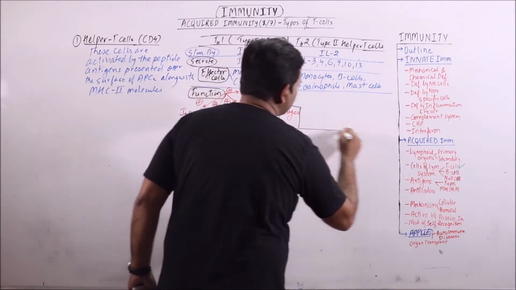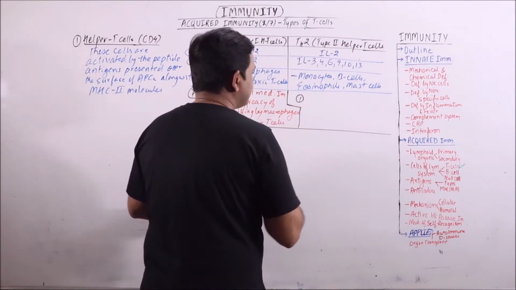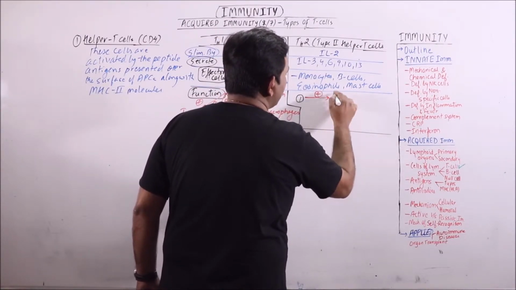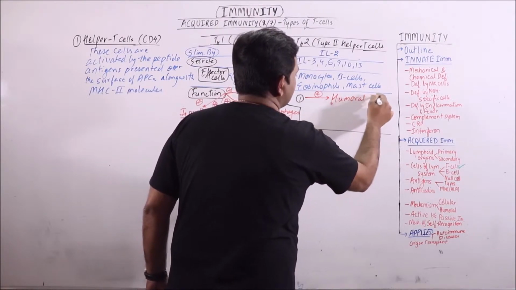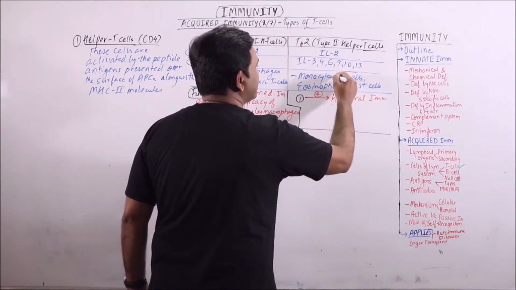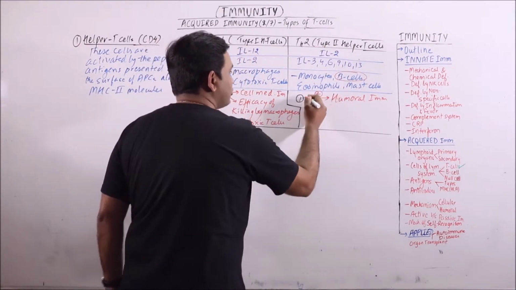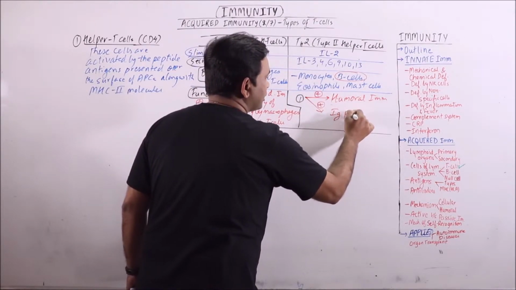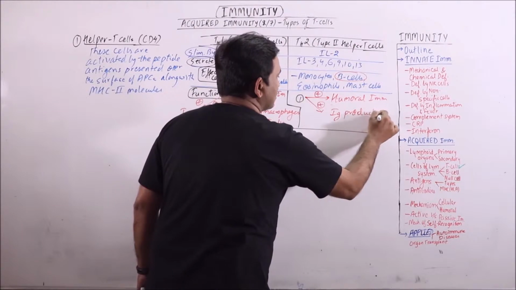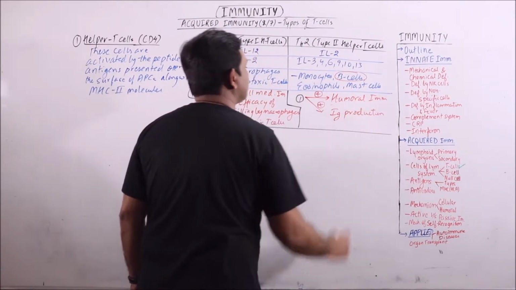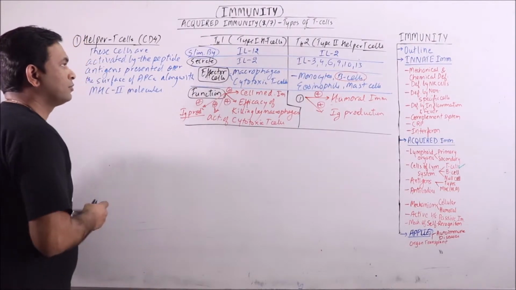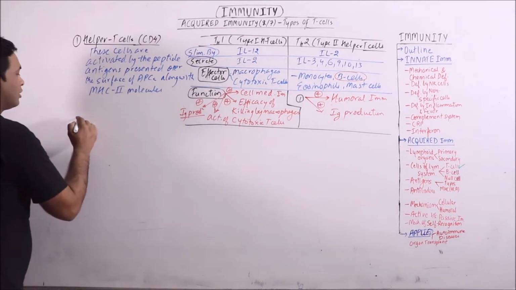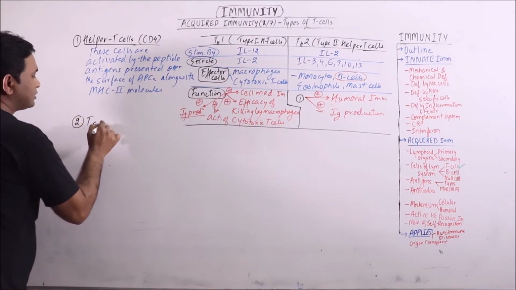the function is to stimulate humoral immunity. It is stimulating the B cells. That's why it promotes the humoral immunity, then also Ig production. So immunoglobulin production is mainly enhanced by the type 2 helper T cell. So this is the first type of T cell.